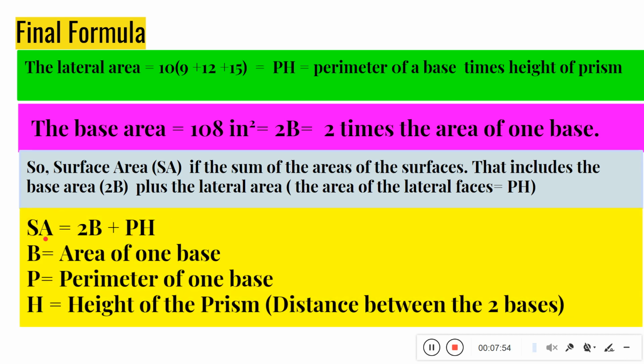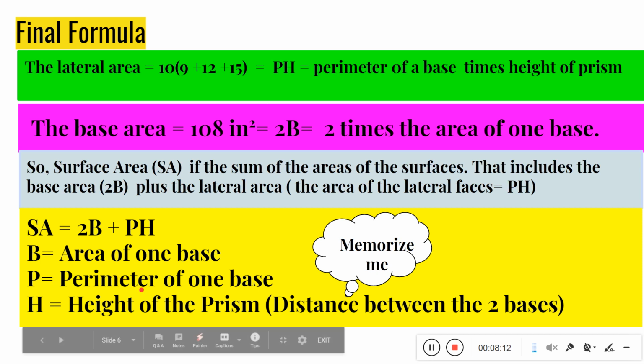Surface area, SA, equals twice the area of one base plus the perimeter of the base times the height. This represents the lateral area. This represents the area of the bases. So this formula is something you're going to want to memorize. Okay, that's the derivation of the formula. In the next video, we'll look at how to apply the formula.